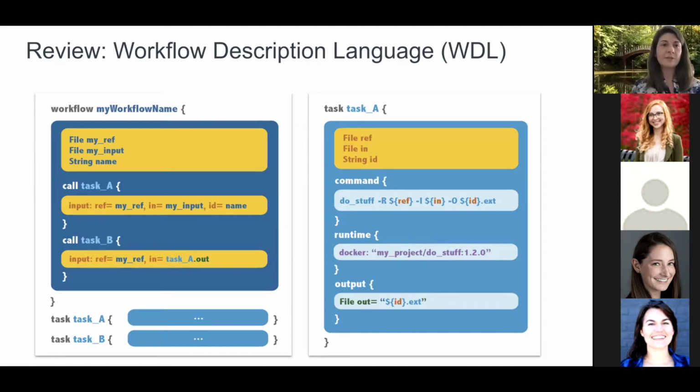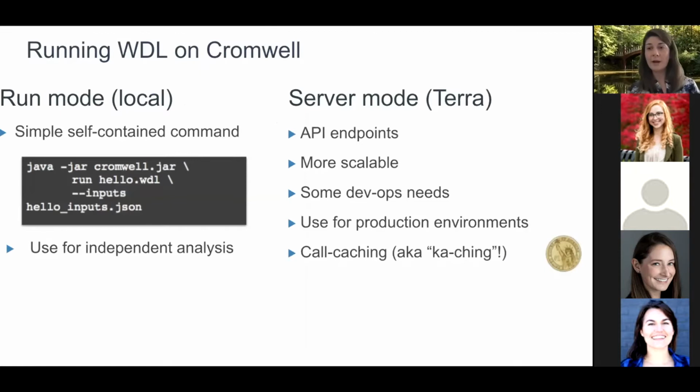So how do you actually run these on Cromwell? Cromwell, as a reminder, is a portable execution engine that can run WDL. It can also run the Common Workflow Language, CWL. And Cromwell essentially has 2 modes that you can run in. The first one is run mode. You would do this from your local or personal computer. And then there's server mode, which you're going to get an example of today when we use Terra. Terra uses server mode.